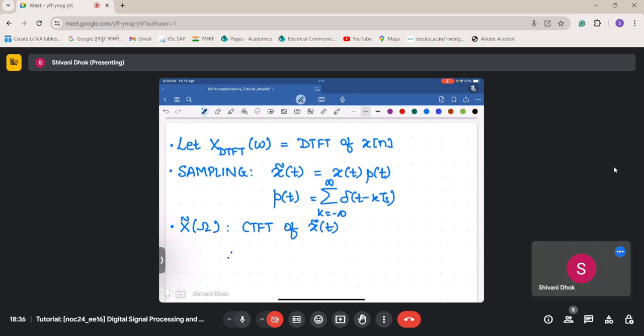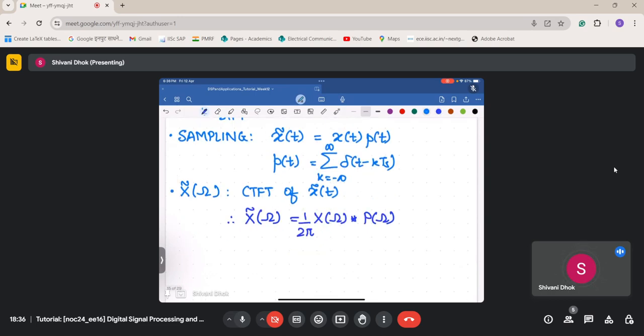Therefore x tilde omega is given by x of omega convolved with p of omega and scaled by a factor of 1 over 2 pi. This is the property of time multiplication, which gives us convolution in the frequency domain. Okay, so now again, let's say we have this p of t structure given to us and we need to figure out this p of omega.